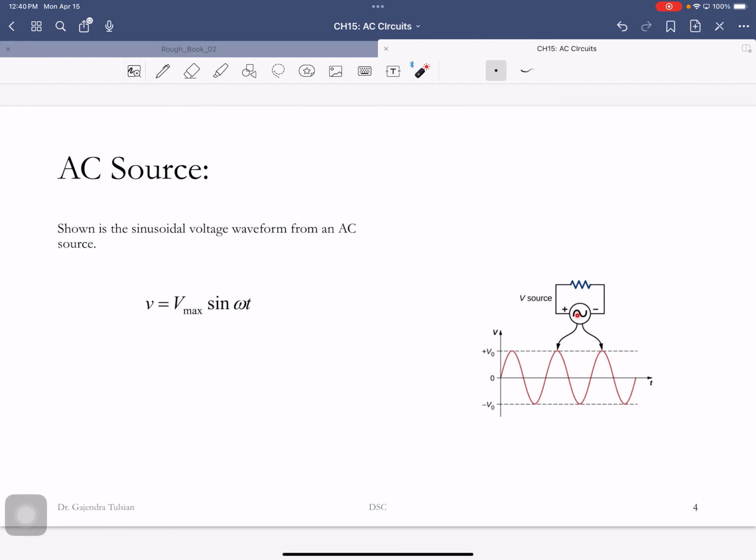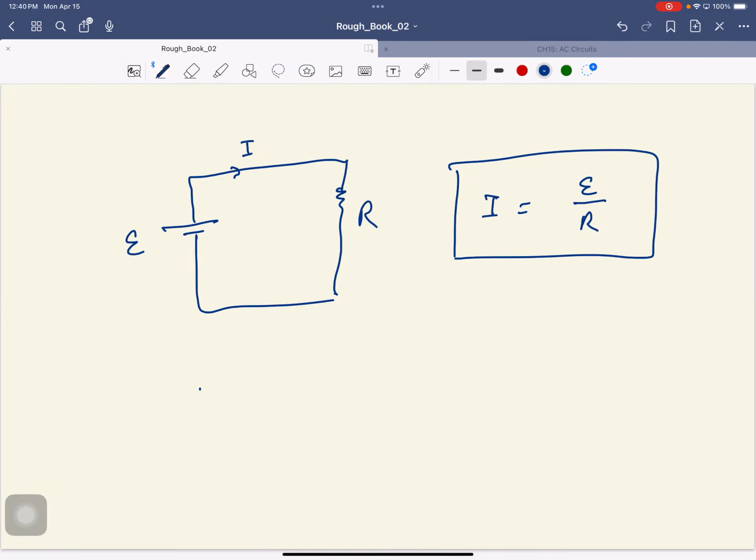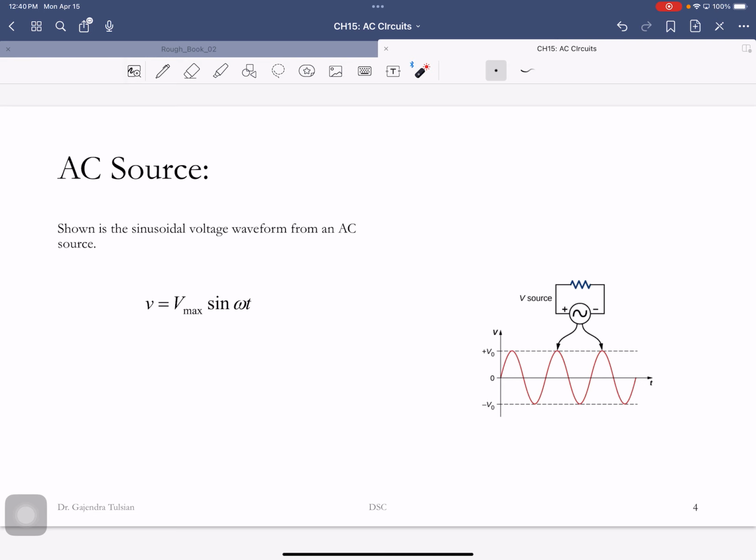This is the electrical symbol for an AC source. So when you see a source like this, you saw that this is a DC source. This is an AC source, and the voltage it provides is that. There's the amplitude of the voltage, and it's a sinusoidal voltage. That's what we'll look at.